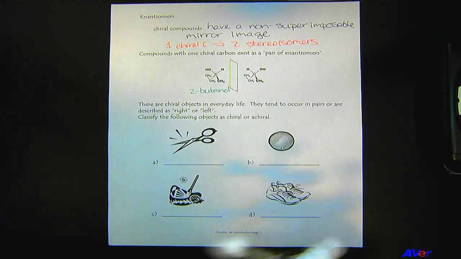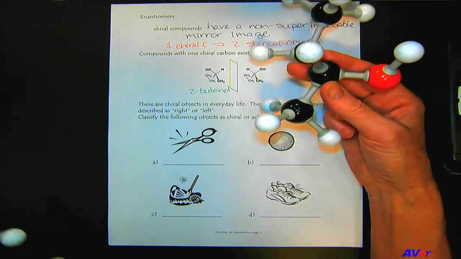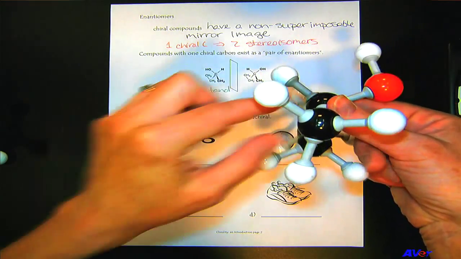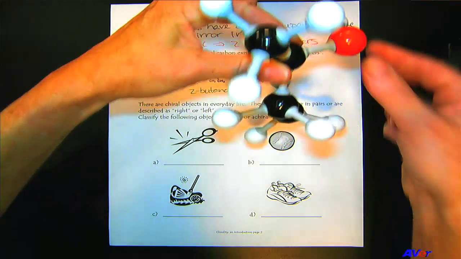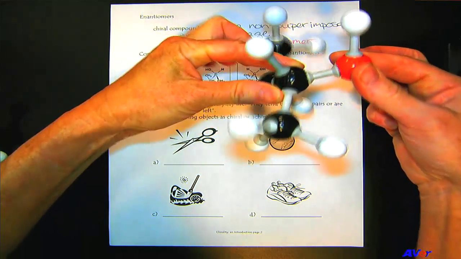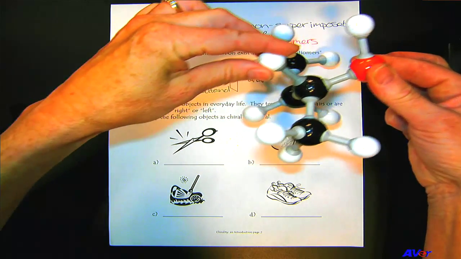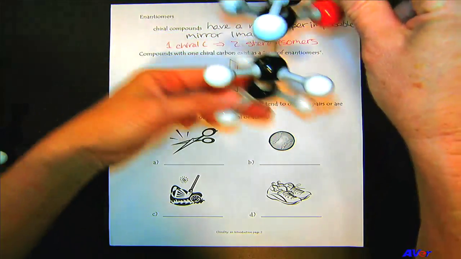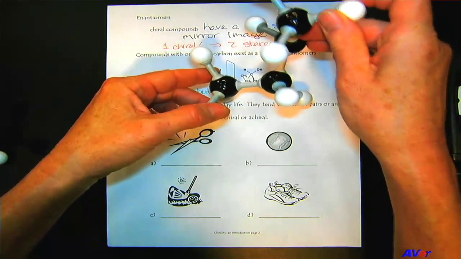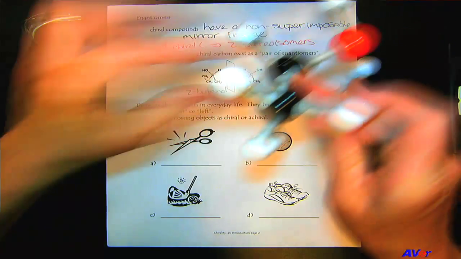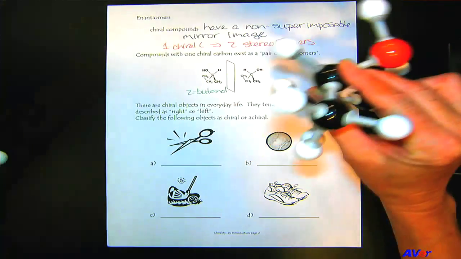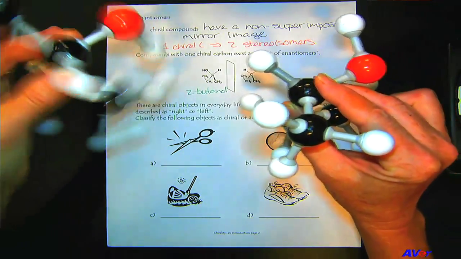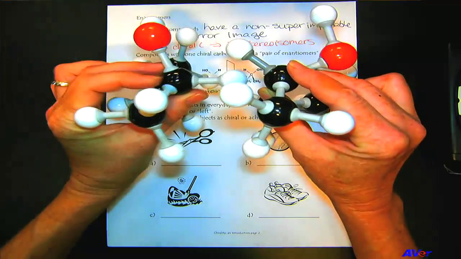Okay, here we go. So this model represents the compound on the right. If we look here, I'm touching the carbon. That's chiral. Here's the OH and the hydrogen, and the methyl's poking out, and then there's the ethyl in the back. Here I'll hold the chiral carbon, and then here's the other chiral carbon. Let's see, there we go.